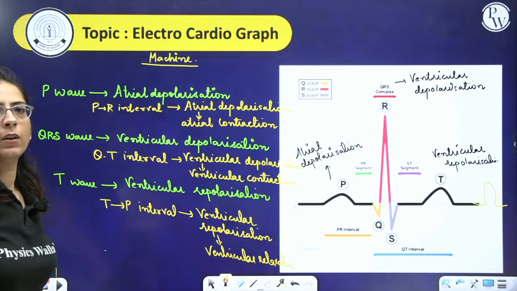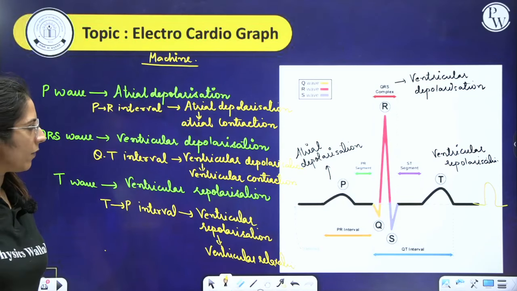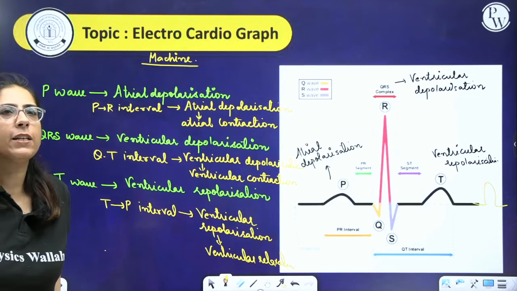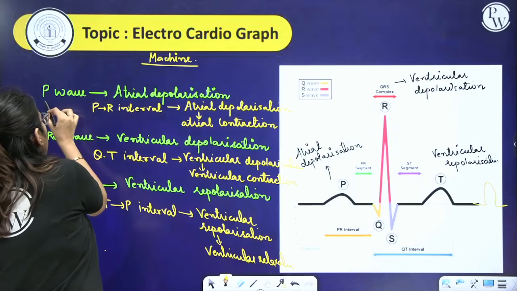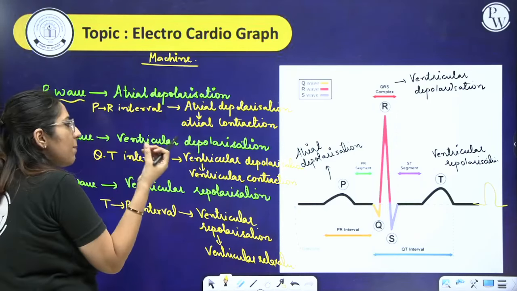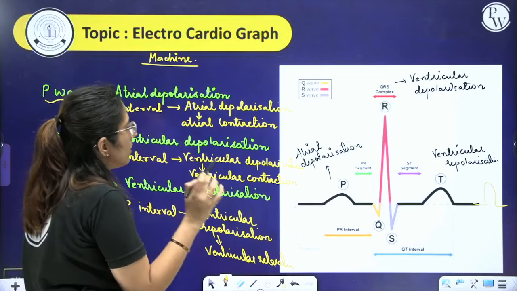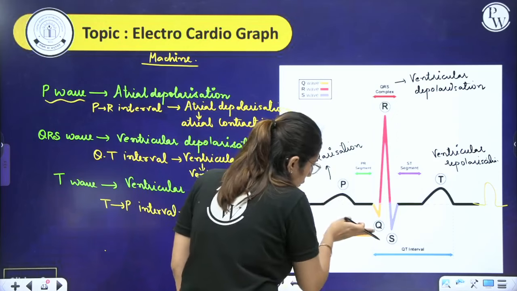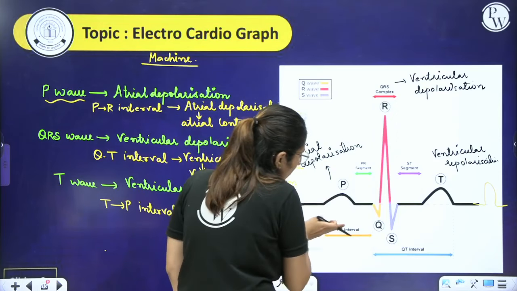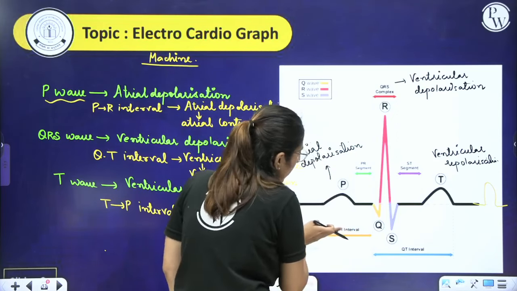Clear? Everyone, is it clear? Very easy topic. Just that your understanding is important, buddies. The P wave indicates the depolarization. Now, here the depolarization has started. Depolarization means there will be contraction. It will lead to the contraction of the atria.